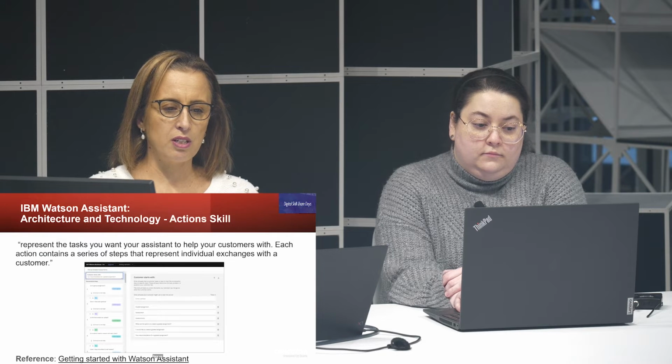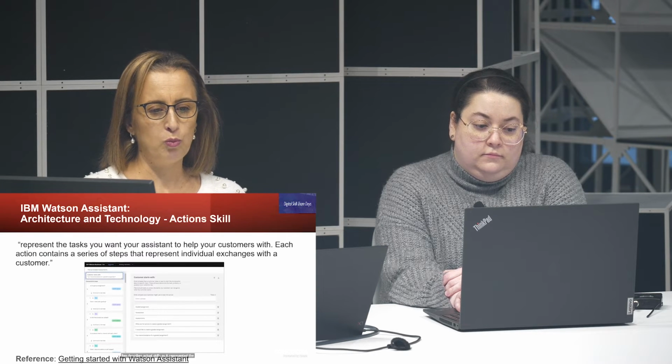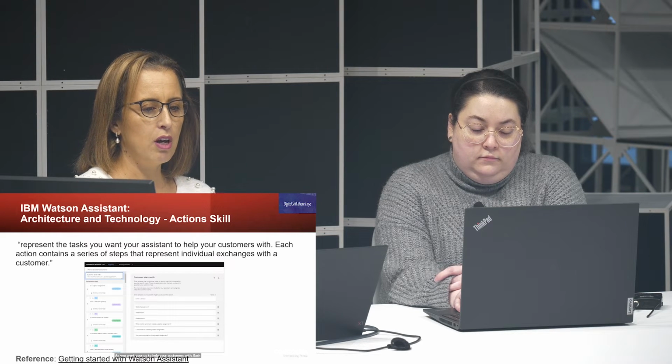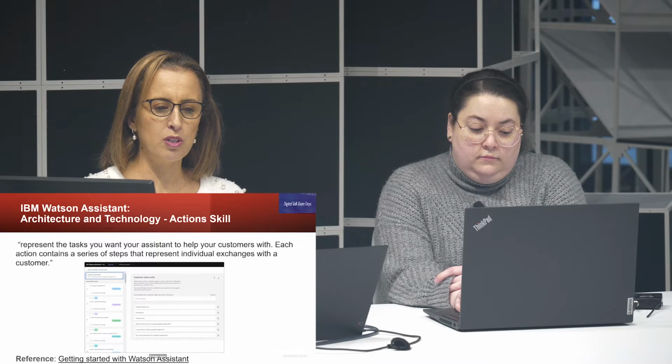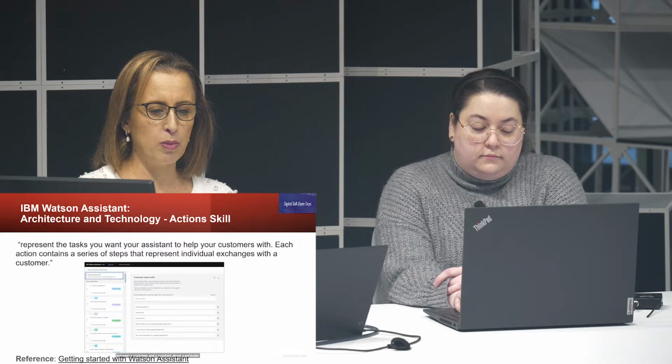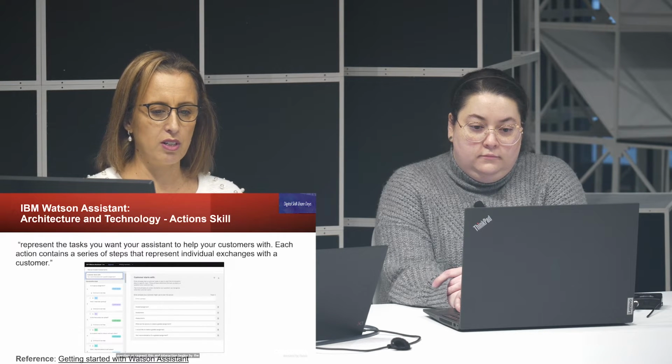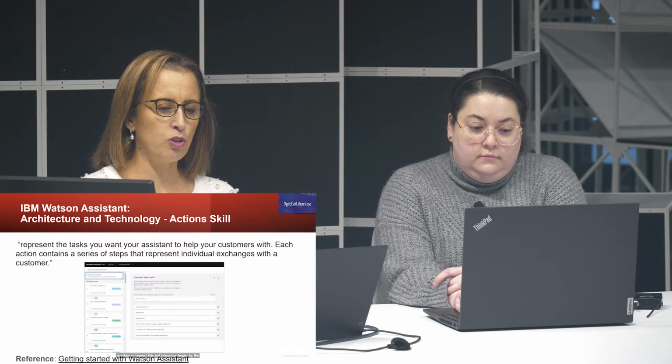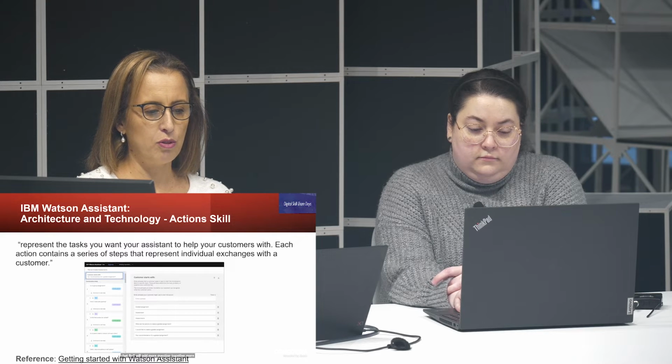IBM describes action skills as representing the tasks you want your assistant to help your customers with. Each action contains a series of steps that represent individual exchanges with a customer. So in response to a user request, an action skill comprises the interaction between a customer and the assistant about a particular question or request. This interaction begins with the user input that starts the action, and later the chatbot will add more questions to gather more information about the intent of the user.